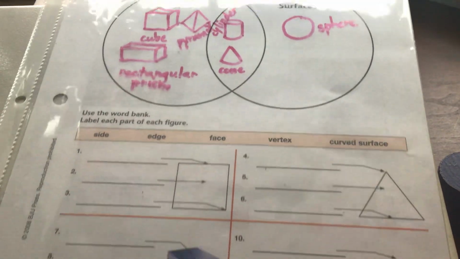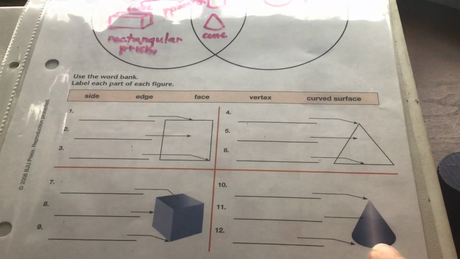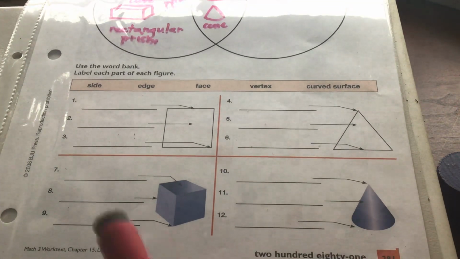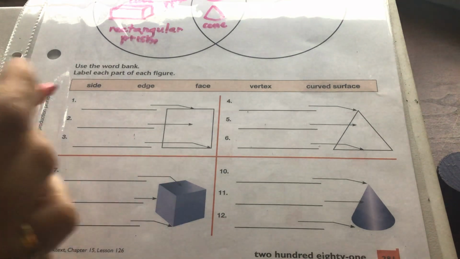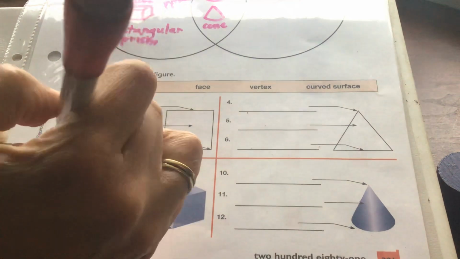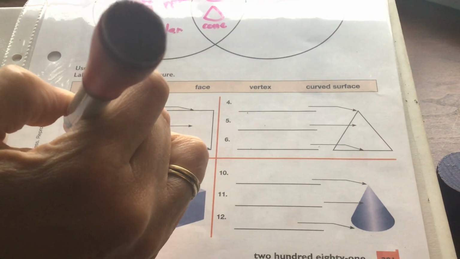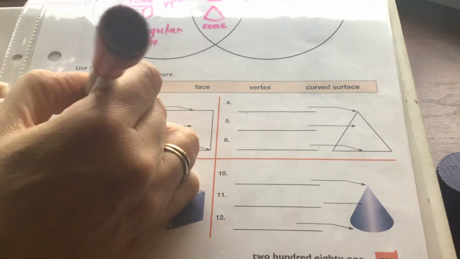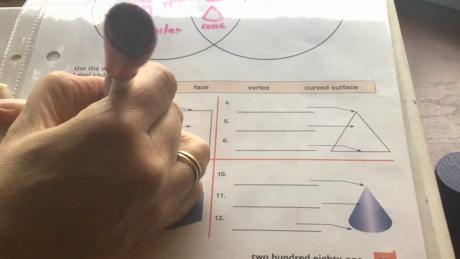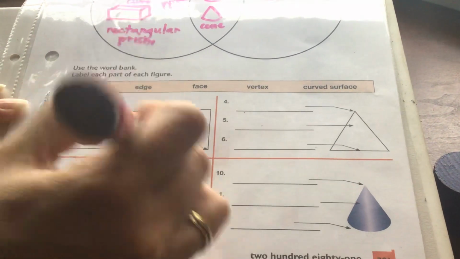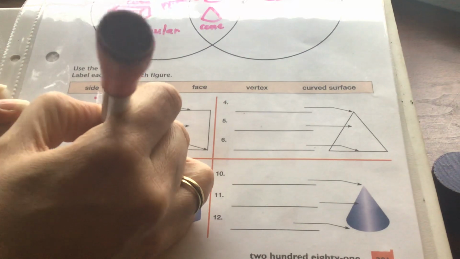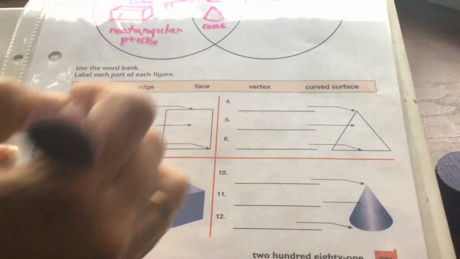We're actually going to do some labeling and comparing. Above here, we have just a square. And they want us to label the parts of the square that the arrow is pointing to. And number 1, it's pointing to the side. The face, and the vertex.